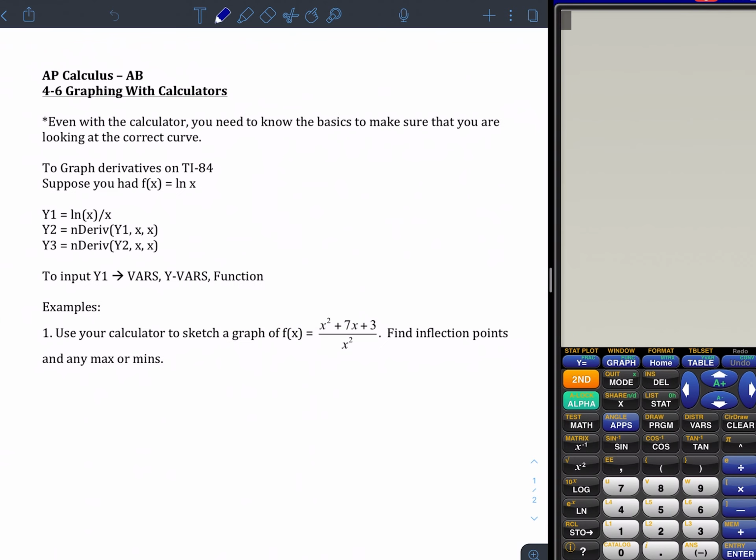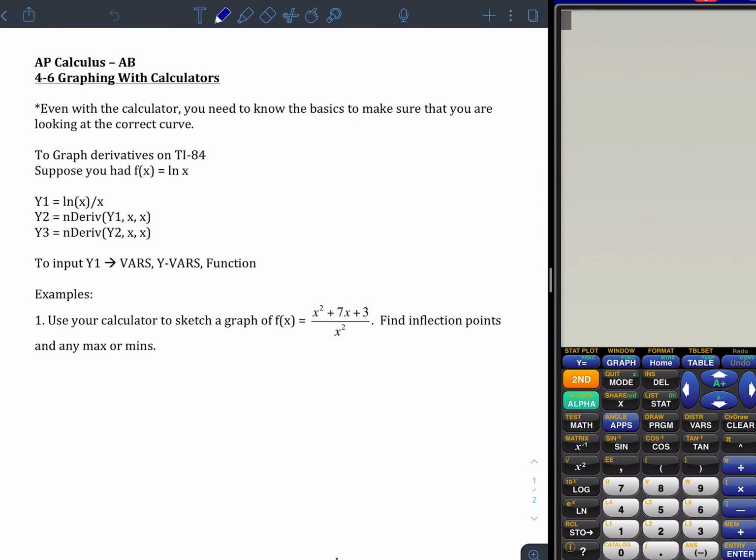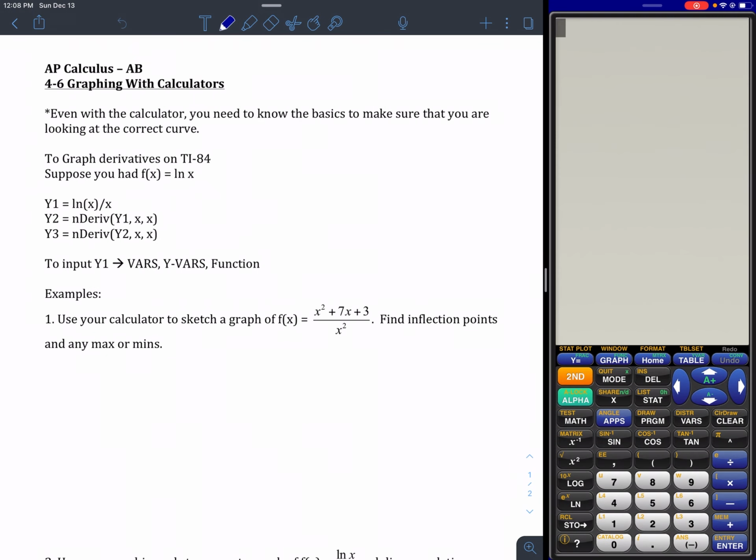Open up, take out your graphing calculators, I should say. Mine's a little different here because I'm using the one on the iPad. All right, so what I want to do is show you how to graph something on your TI-84. Again, this one is very similar on this app.